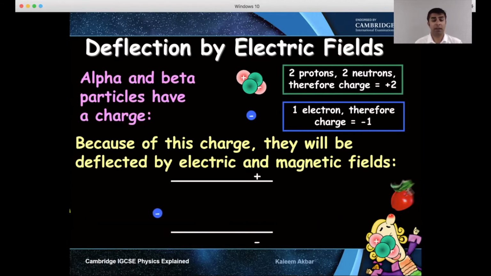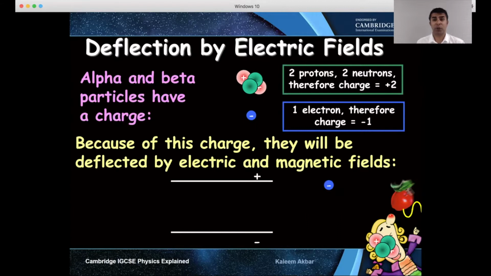Beta, on the other hand, is a fast-moving electron. It will deflect towards the positive, and again, it won't actually hit the positive plate. Gamma will go straight through. Why doesn't gamma deflect either side? Because gamma has no charge.